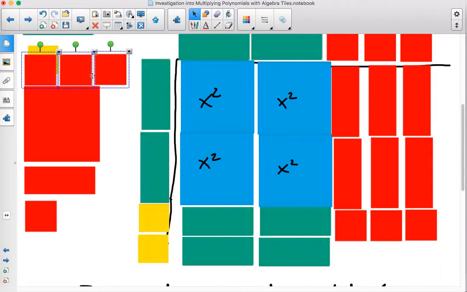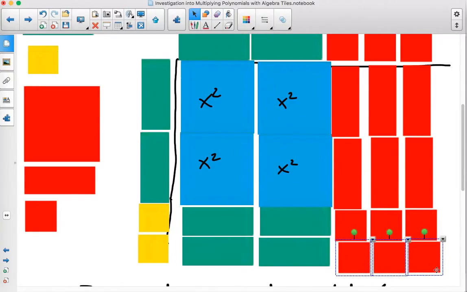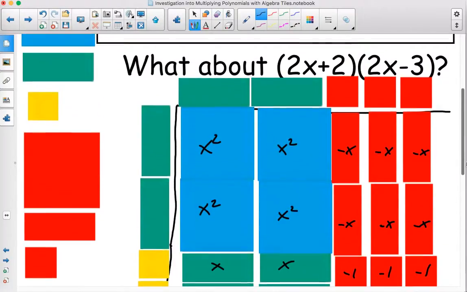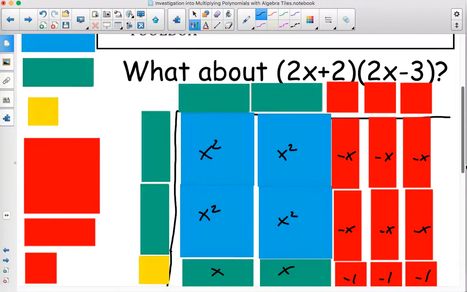Now I need to count up all of my pieces. And there's going to be some negatives and positives floating around. That's why we practiced this yesterday. So in total, I have x squared, x squared, x squared. I have negative x, negative x, negative x, negative x, negative x, negative x. These are all positive x's. Down here I have -1, -1, -1, -1, -1, -1. Now I just need to report how many of each I have. How many x squareds do I have in total? I have 4 of them.